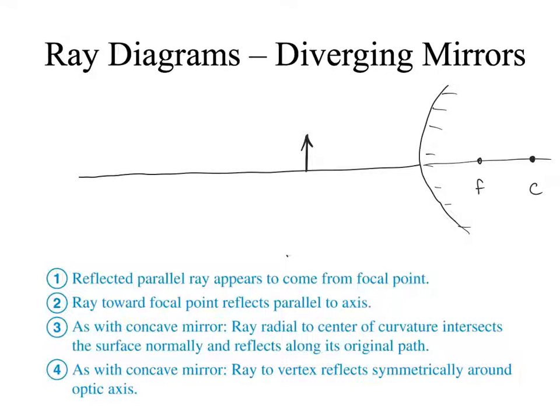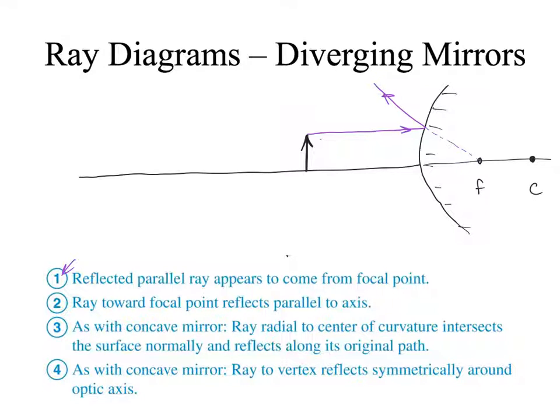So, if I draw my first ray, this is the one. Now see, what happens is when the light ray comes in parallel to the axis, it can't go through the focal point because the focal point is behind the mirror. But the reflected light ray appears to have come from the focal point. And so that's what that light ray looks like.